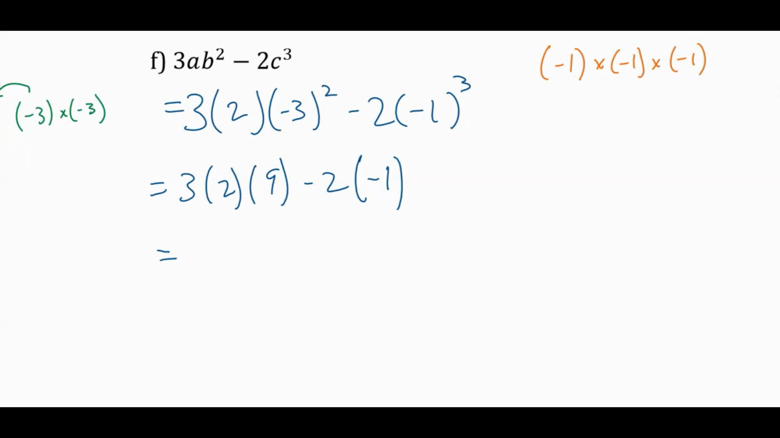6 times 9, 54. But if you wanted to show that, that's fine. Just make sure you don't make a mistake. And then -2 times -1 is +2. And this one was adding or subtracting, so it's still adding, subtracting. So that should be 56.